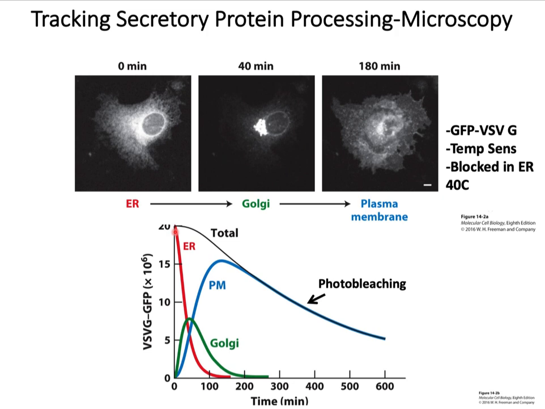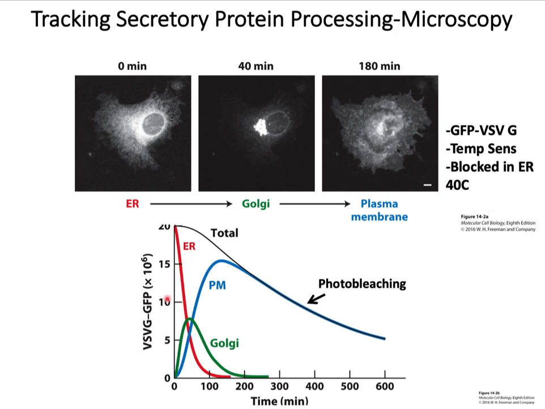Then you relieve the block. You move the cells into a permissive temperature like 32 degrees, and the synthesis continues at this point. So you can see at 0 minutes, all of the VSV-G is in the ER right here. At 0 minutes, all of them are in the ER. By about 40 minutes, it is all in the Golgi, and by about 180 minutes, it is all in the plasma membrane of the cell. You can actually take fluorescence measurements and track them as shown here.